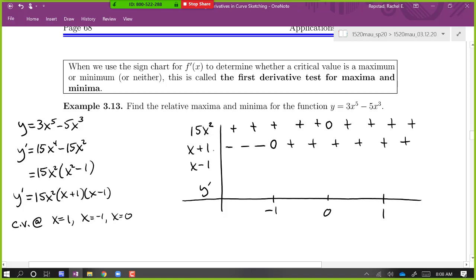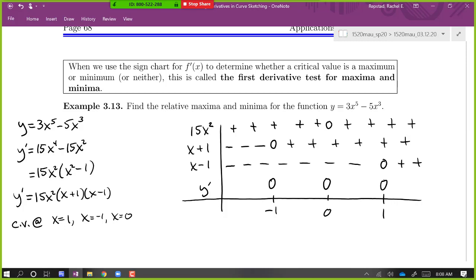And then we get similar behavior for the x minus 1 term, except that it's 0 at +1. And it's negative to the left, positive to the right. So the derivative itself is 0 at each of these critical values. We already knew that. That's how we figured out what values to put along the horizontal axis. But now we're going to fill in the signs for each interval.